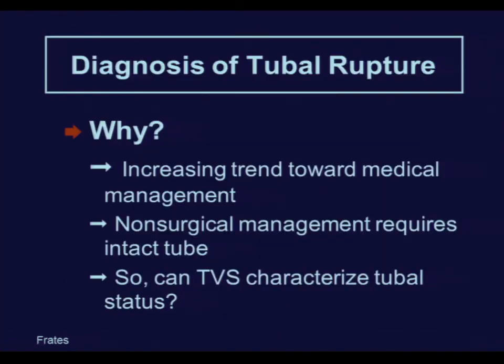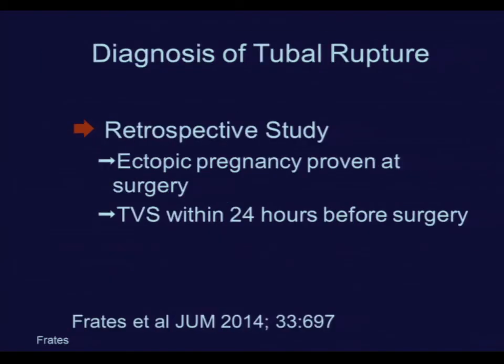Well, let's move to a new topic now and discuss the diagnosis of fallopian tube rupture in the presence of an ectopic pregnancy. Why do we care about it? Well, there is an increasing trend towards medical management of ectopic pregnancies. And if a patient is going to be managed with methotrexate or with watchful waiting, an intact fallopian tube is required. So it's important to know whether transvaginal sonography can tell us what the tubal status is.